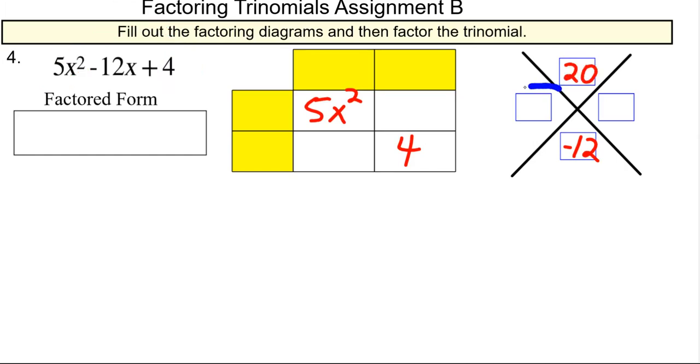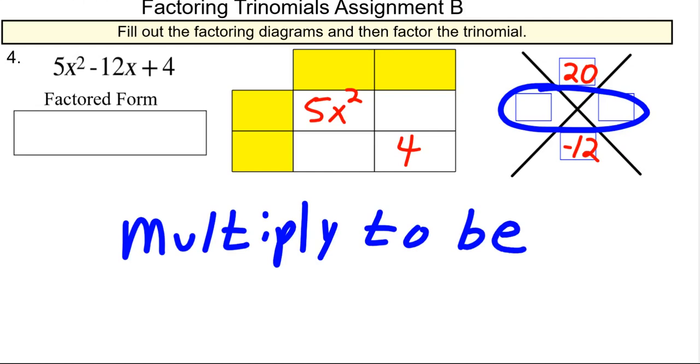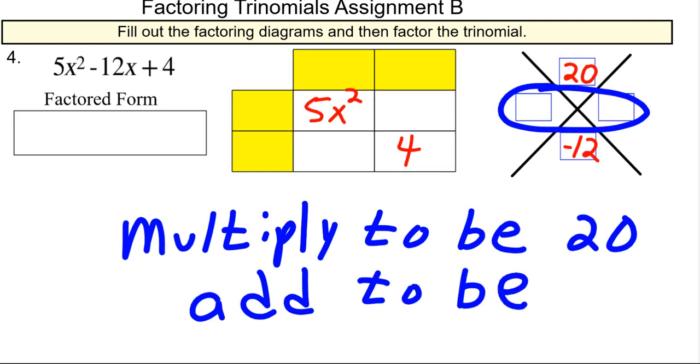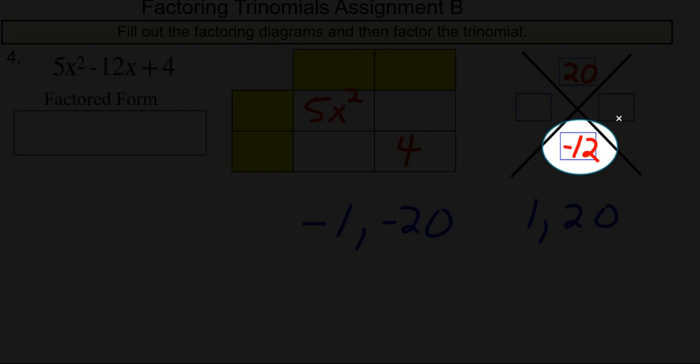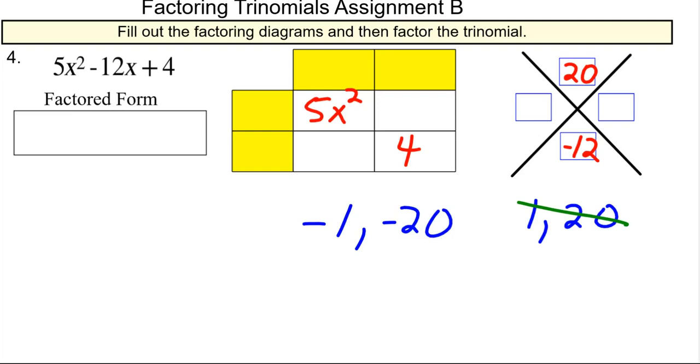Let's look at the middle part of this diagram. We are looking for two numbers that multiply to be 20 and add to be -12. Let's see if we can do that. One way we can get 20 is 1 and 20, or -1 and -20. But since we are adding to be a negative, that eliminates the positives. Here are the other ways we can get +20, where both numbers are negative.